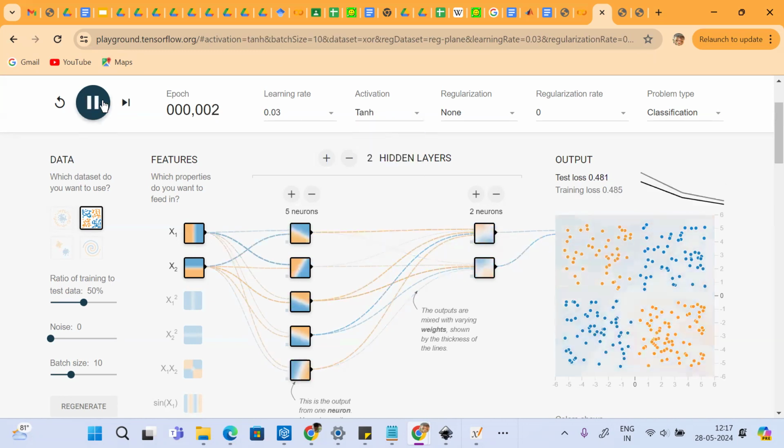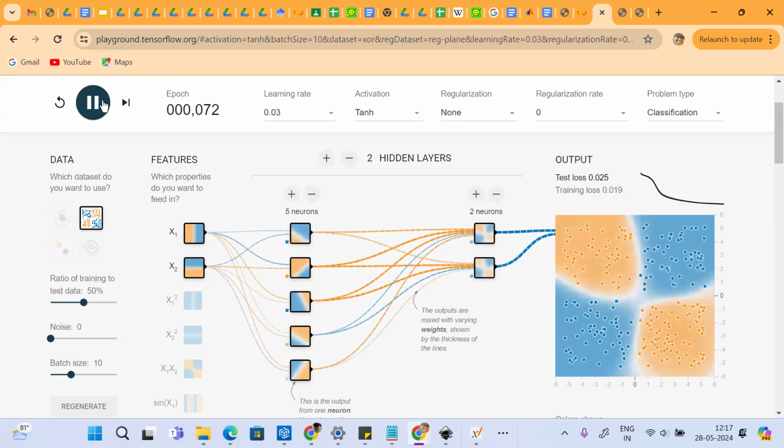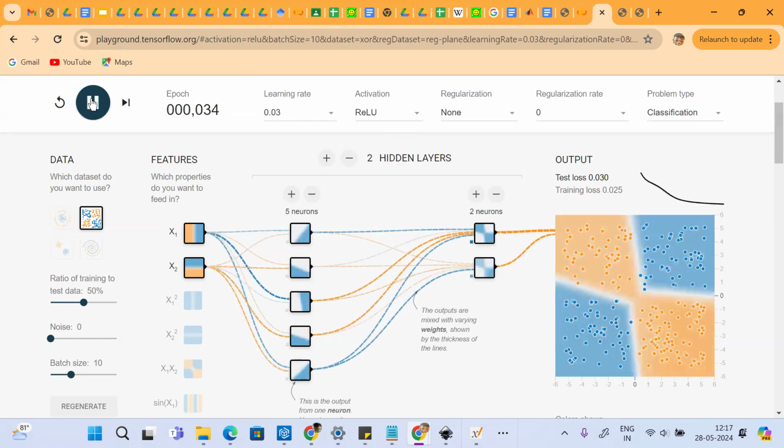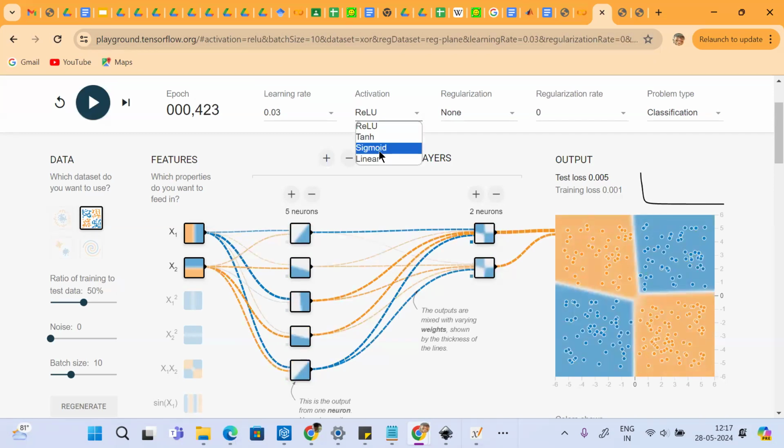Let us see. Very nice. You can see how nicely it is able to classify. Orange dots are in the orange region, blue dots are in the blue region. Yes, good. Is ReLU able to do it? Yes, almost. Again, straight lines are involved. You can see the boundaries are like straight lines. Linear won't be able to do it, we already know. Sigmoid.